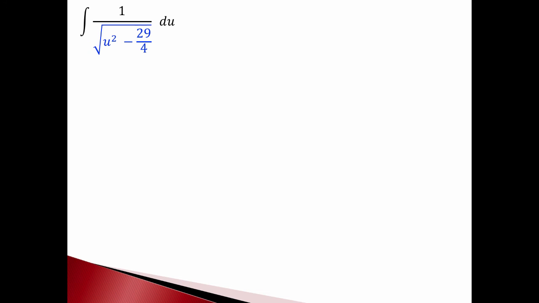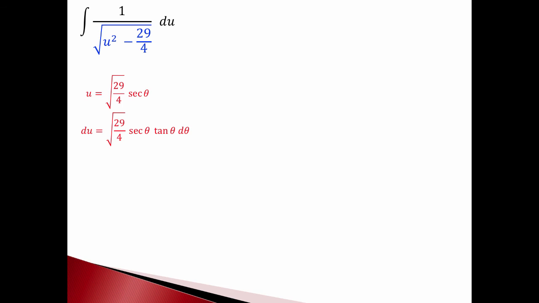So if we look at this, there's the u squared minus a squared. Of course, the a will have to be the square root of 29 over 4, which is an ugly number, but it's just a number, and we just carry it along with us. So if we think back to our table and our substitutions, what we need to do is let u equal a secant theta. Okay? So if we do that, the du will become a secant theta tangent theta d theta, because of course the derivative of secant is secant tangent.